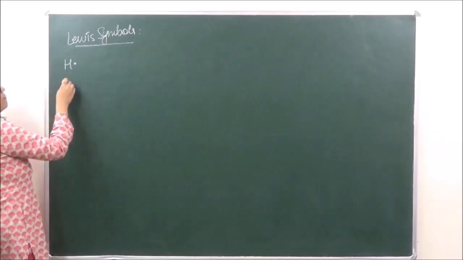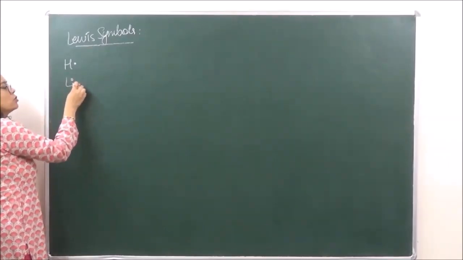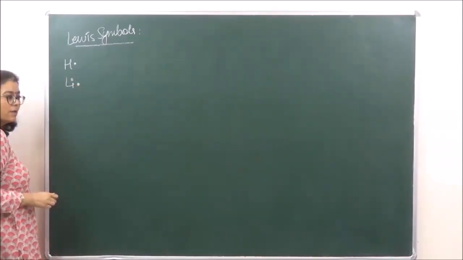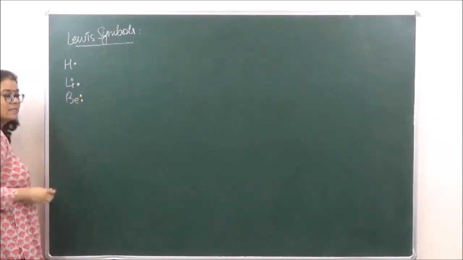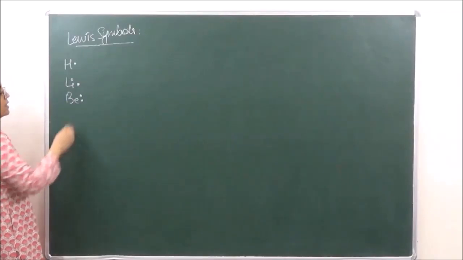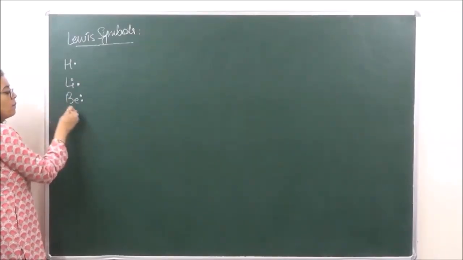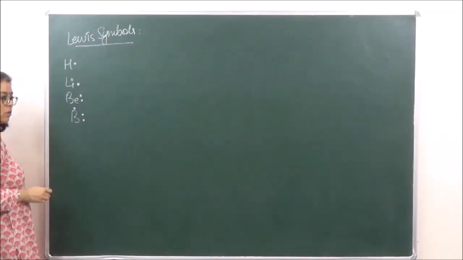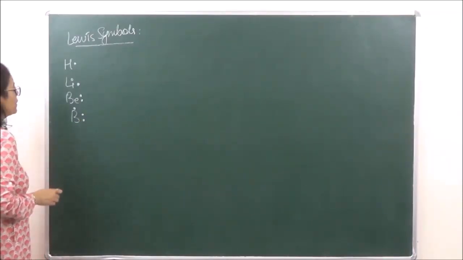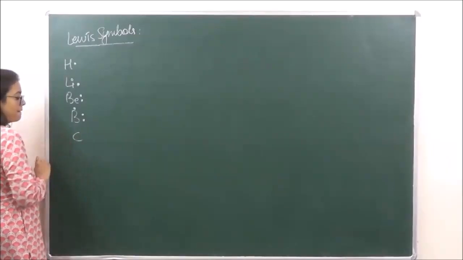When we're talking of lithium, lithium also has only 1 electron, right? Then we go on to the next one, which is beryllium. Beryllium has 2 electrons. Okay. Then next we go to boron. Boron has 3 electrons. Okay. Then after boron we go to carbon.